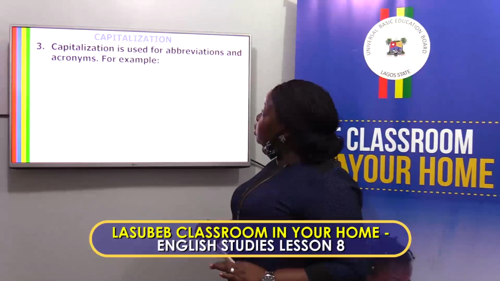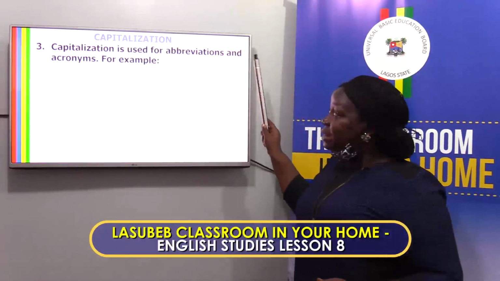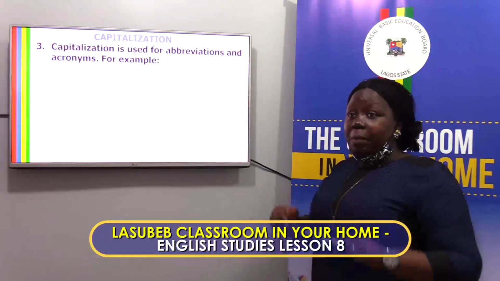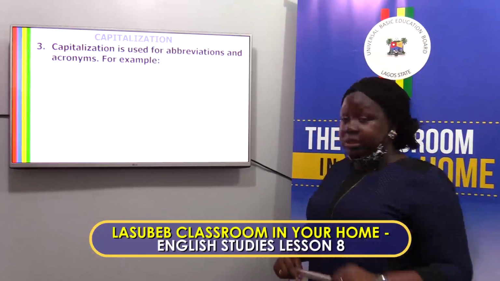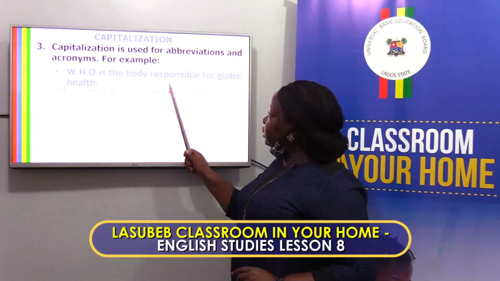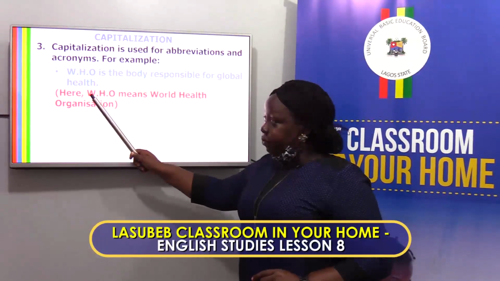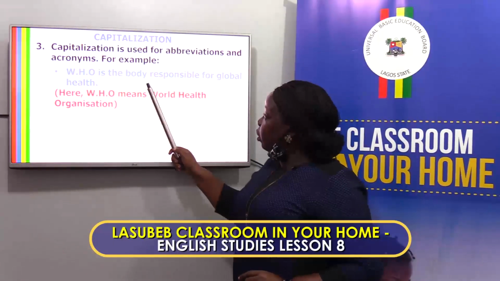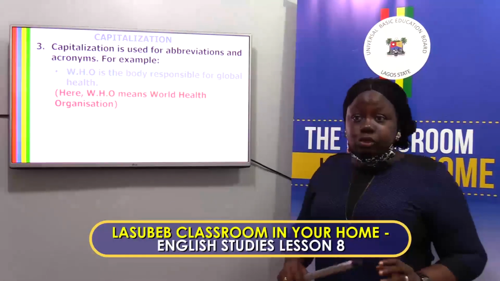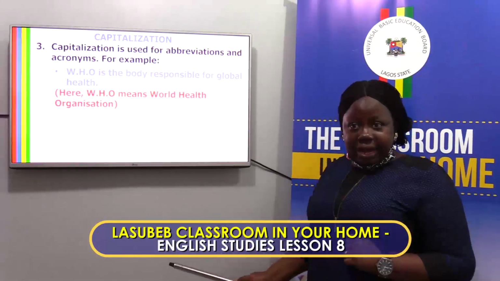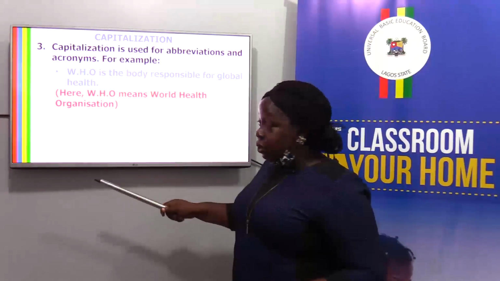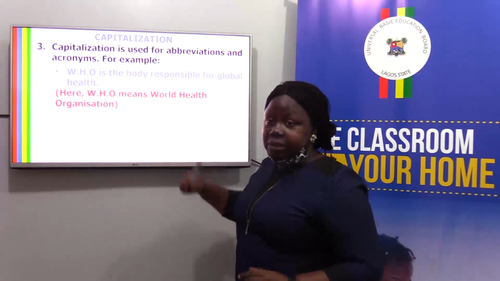Another thing is that we use capitalization for abbreviations and acronyms. Example: WHO is the body responsible for global health. Here, WHO means World Health Organization. It's an acronym, so we use capital letters. We cannot write them in small letters. It must definitely be in capital letters.